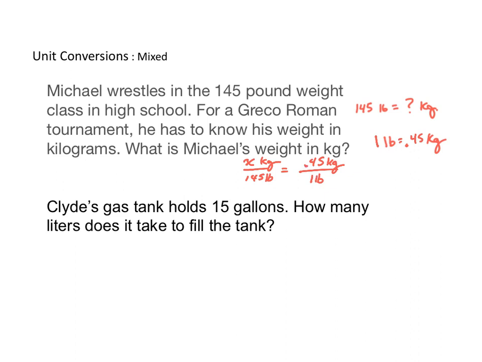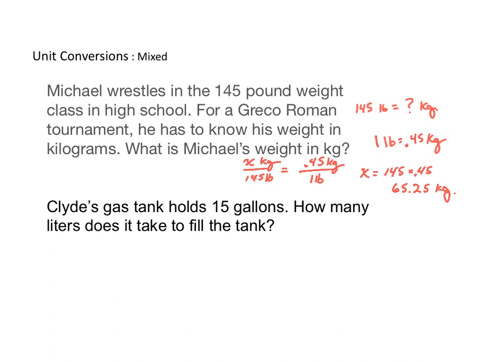And this time when I cross multiply, it's going to be 1 times x, which is 1x equals 145 times 0.45, whatever that is, and that'll be my number of kilograms. I'm going to do that one. 145 times 0.45 is 65.25. 65.25 kilograms.